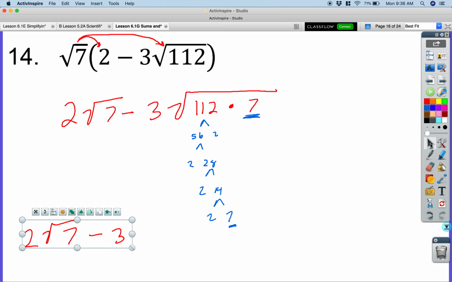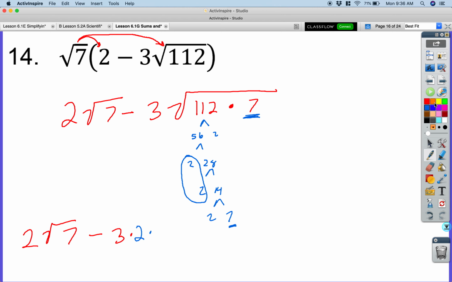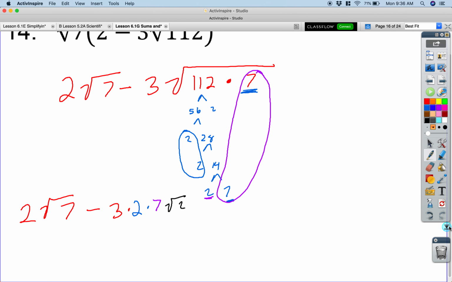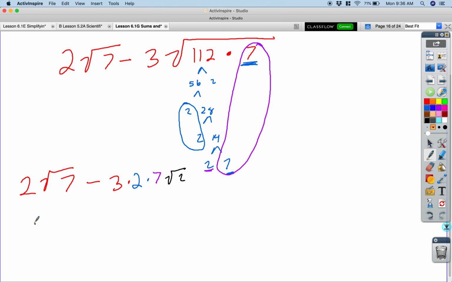All right, and let's see if I have any pairs now. So I have one pair, so I'm going to bring out that 2. And then let's see if I have another pair. I do have another pair of 7s. So I'm going to have a times 7. Now I'm going to have this leftover 2, which I'm just going to write as the square root of 2.